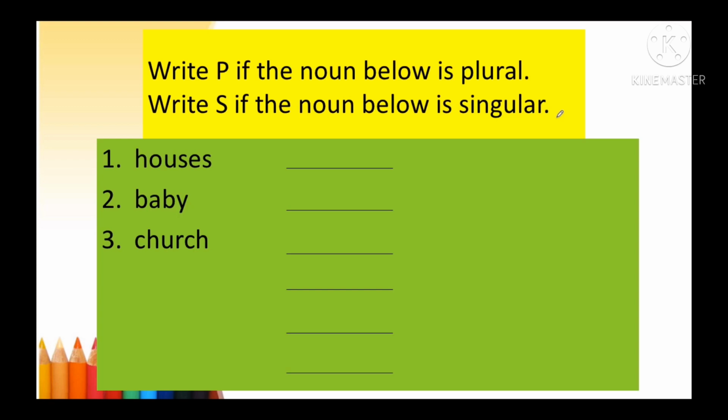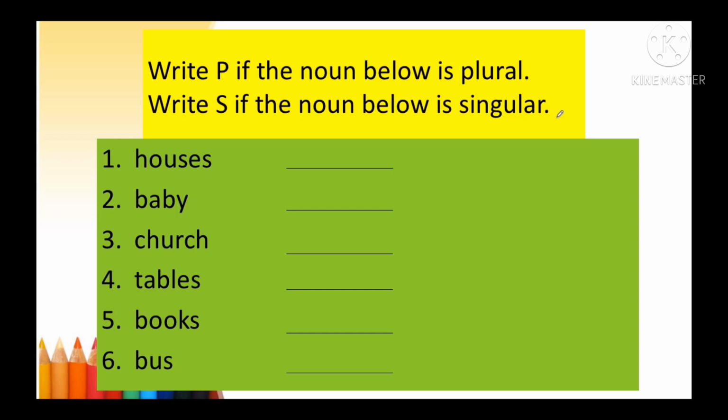Number 3, church. Say church for me, please. Church. All right. Number 4, tables. Tables. Okay. Number 5, books. Say books for me, please. Books. And the last one, bus. Say bus for me, please. Bus. Now, let us answer.